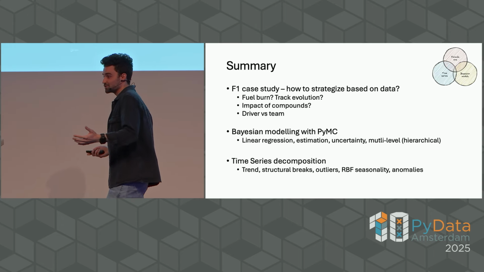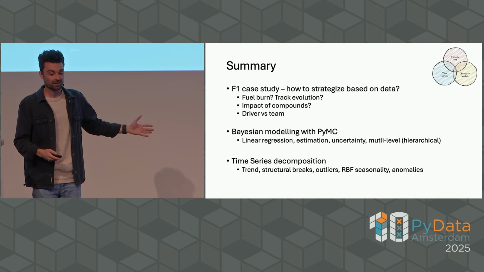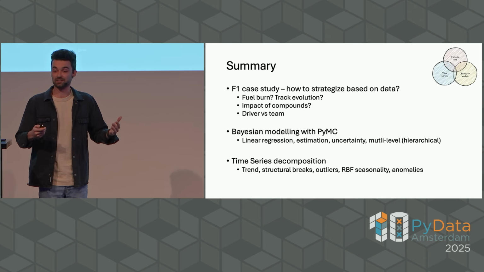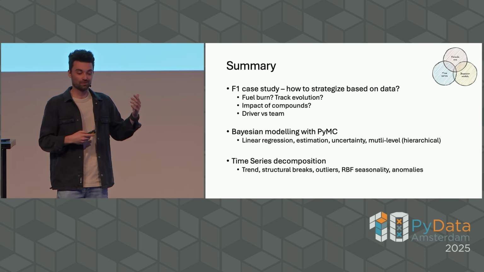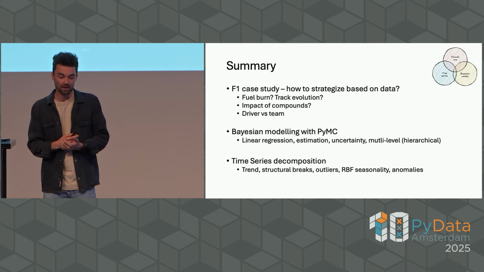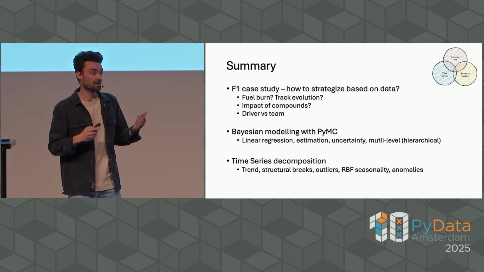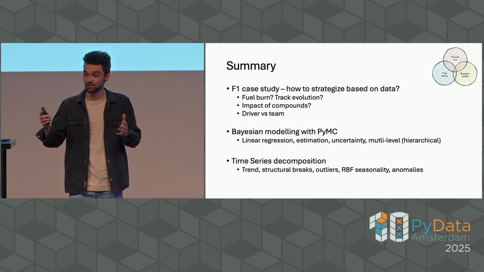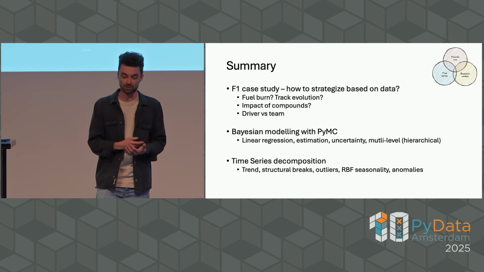To summarize, what have we seen in this talk? We've done an F1 case study to see how we can strategize based on data, what we can learn, what forecasting we can do. We've looked at fuel-borne track evolution, tire components, driver versus team. We have been looking at Bayesian modeling. We have done linear regression, estimation. We've looked at the uncertainty and even looked at some multi-level models, even though it was very brief.